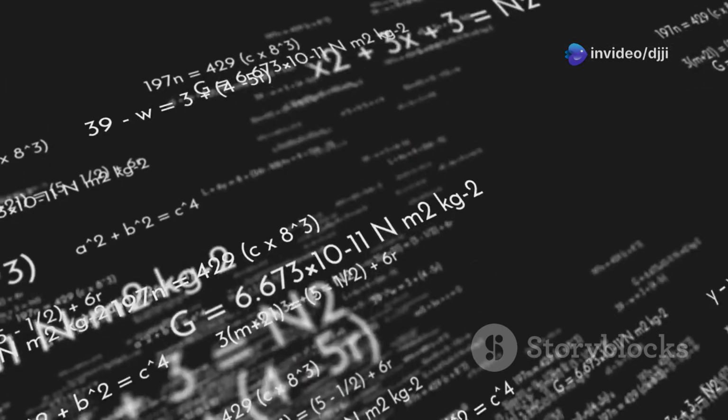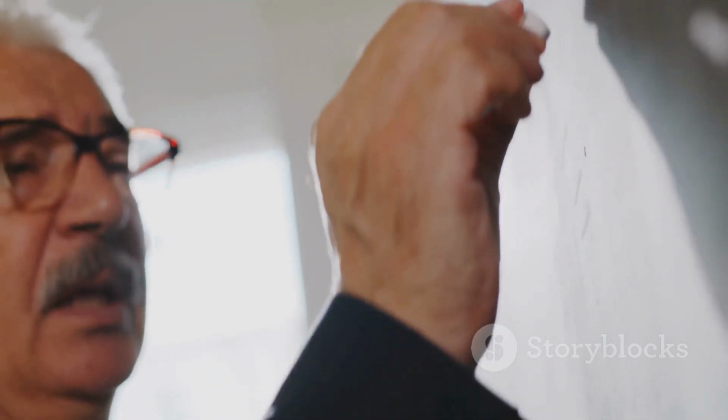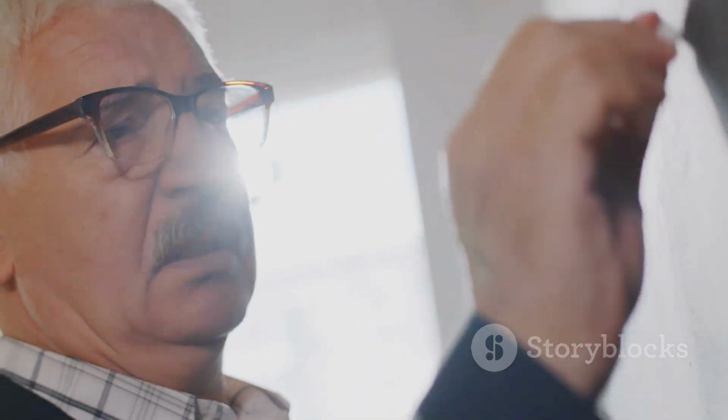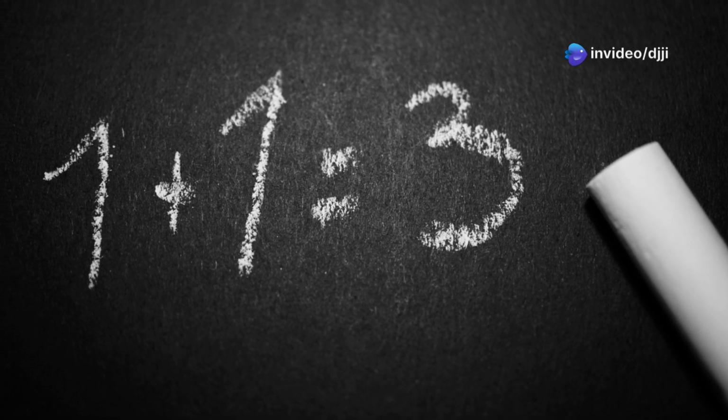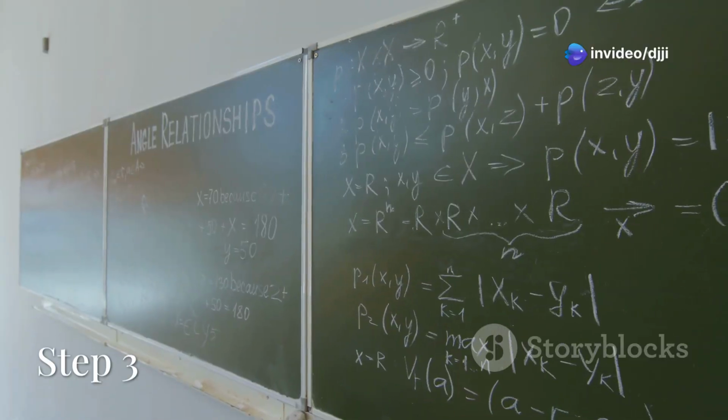Alright, let's move to step 2. We need to rewrite the middle term, so we'll split 7x using 1x and 6x. Our equation now looks like this: 2x squared plus 1x plus 6x plus 3 equals 0.